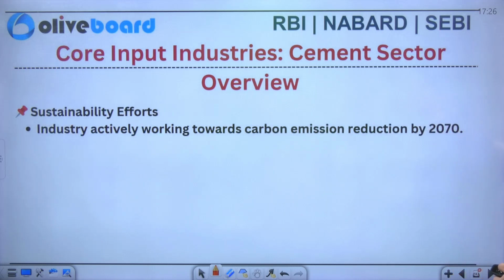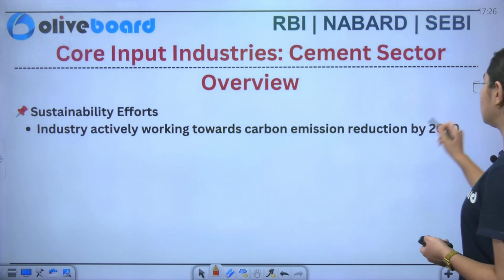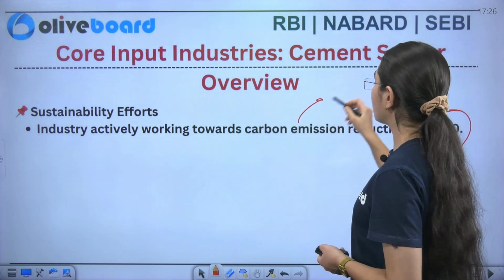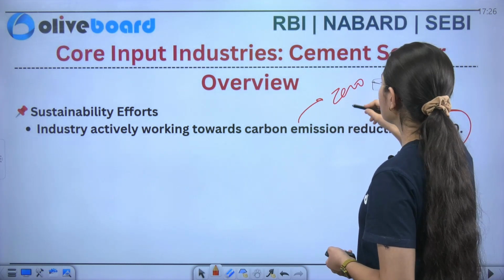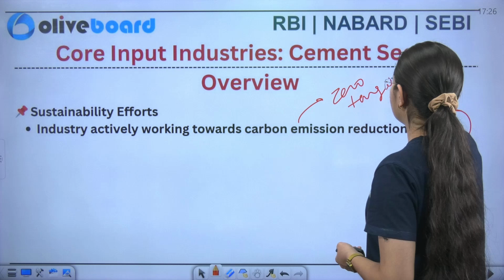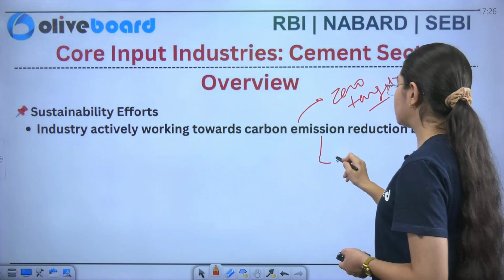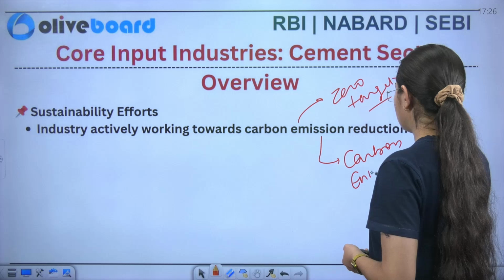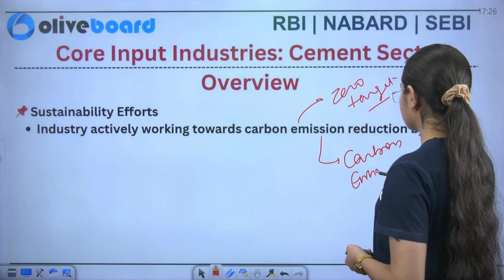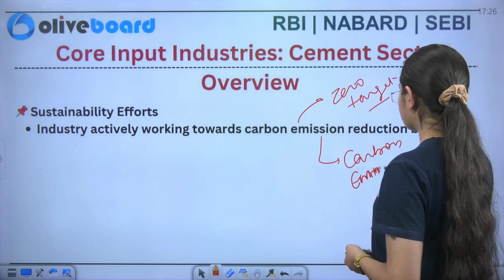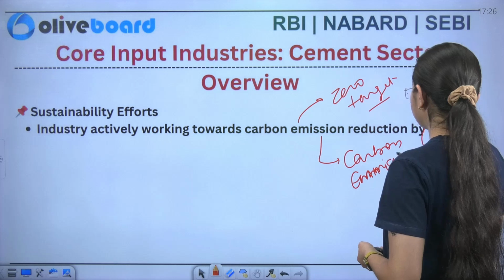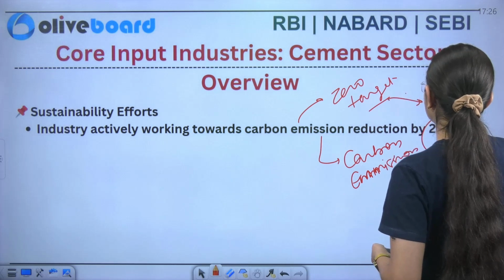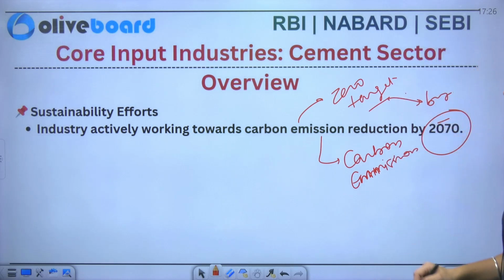Now we'll see the sustainability efforts. The industry is actively working on carbon emission reduction by 2070. So we can talk about the zero target. We have to ensure that we reduce our carbon emission to the zero target by 2070. So this is what we are talking about here.